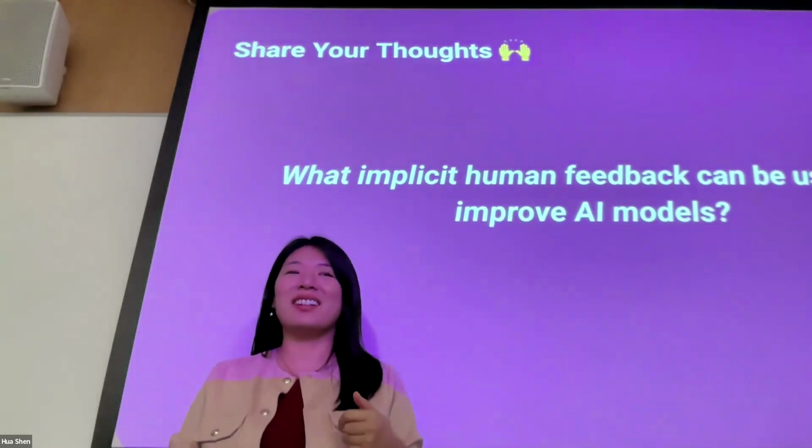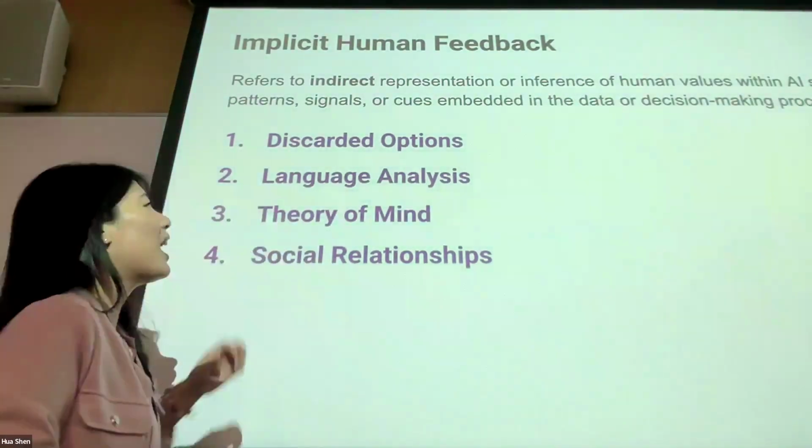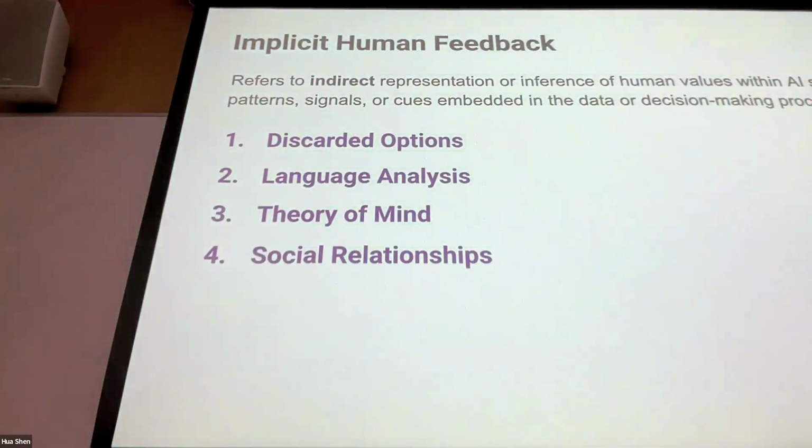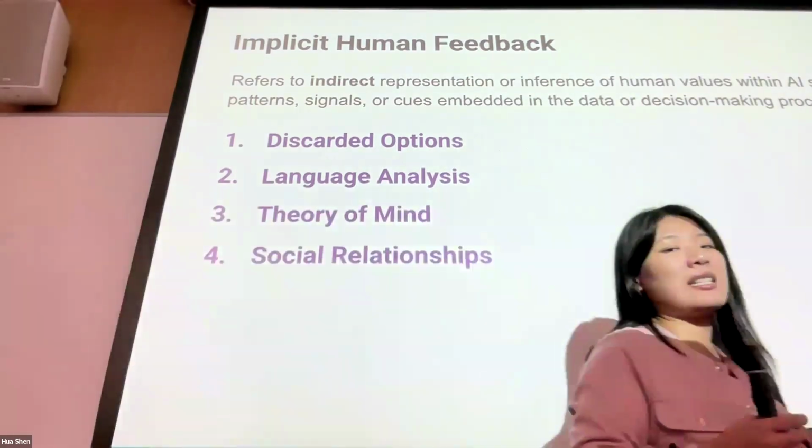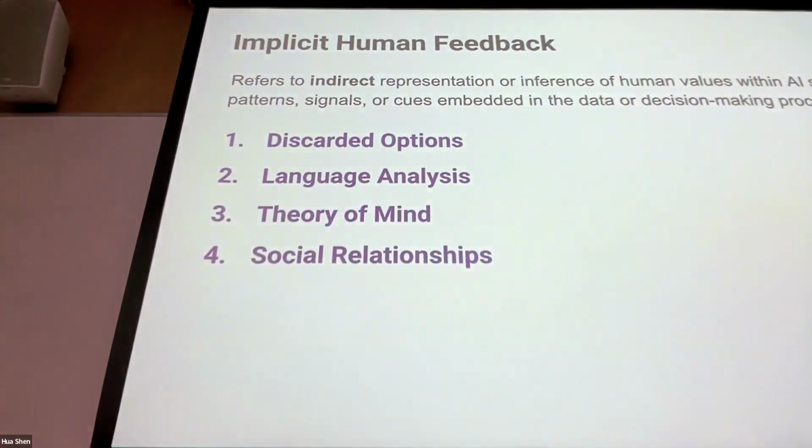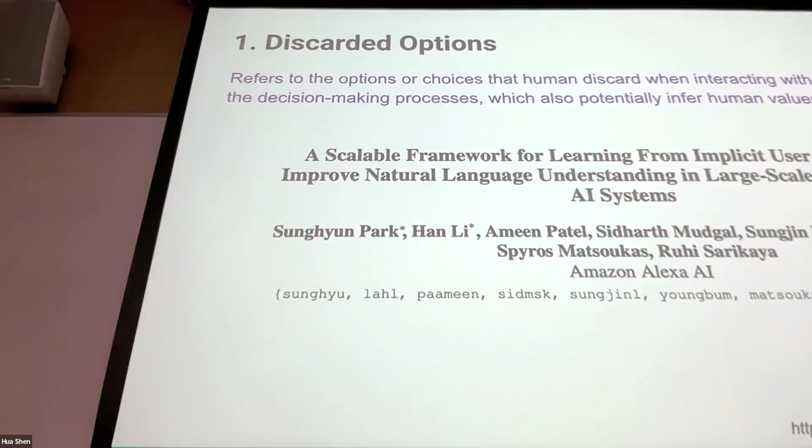Right, and so on. Yeah, we can go deeper into these implicit feedback thoughts and collections. I provided four typical feedback formats here, but it's much more than these four. The first one, which we also discussed, is discarded options. The second one is language analysis. The third one is theory of mind, and the fourth one is social relationships. Let's dive deeper into them one by one.